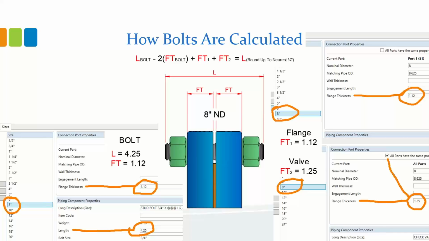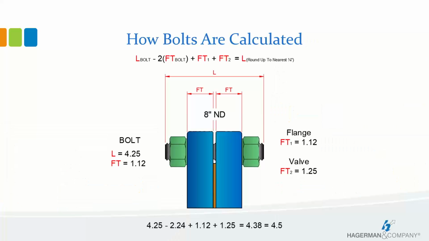So in essence, in that situation, you take 4.25 minus the 1.12 times 2, which is 2.24, plus the flange 1, which is 1.12, plus the valve 1.25 equals 4.38, which is 4 3/8, rounded up to the nearest 1/4, 4½. That's the formula Plant 3D uses. It sounds a little complicated, but it gives you multiple areas where you can manipulate these bolt lengths depending on your situation. So that's where we're at.